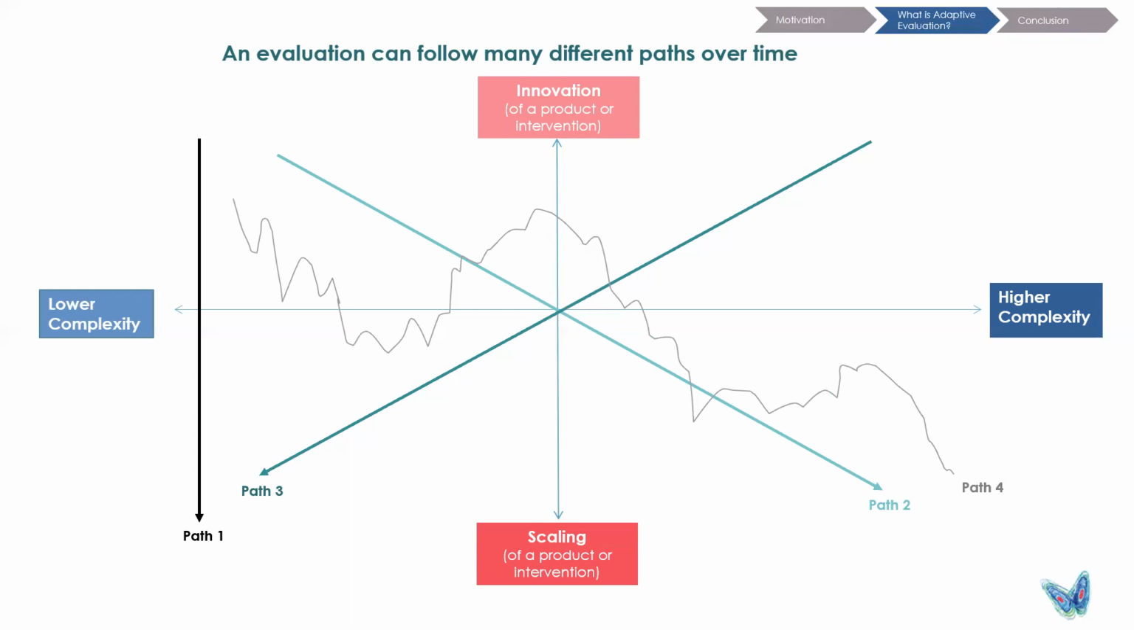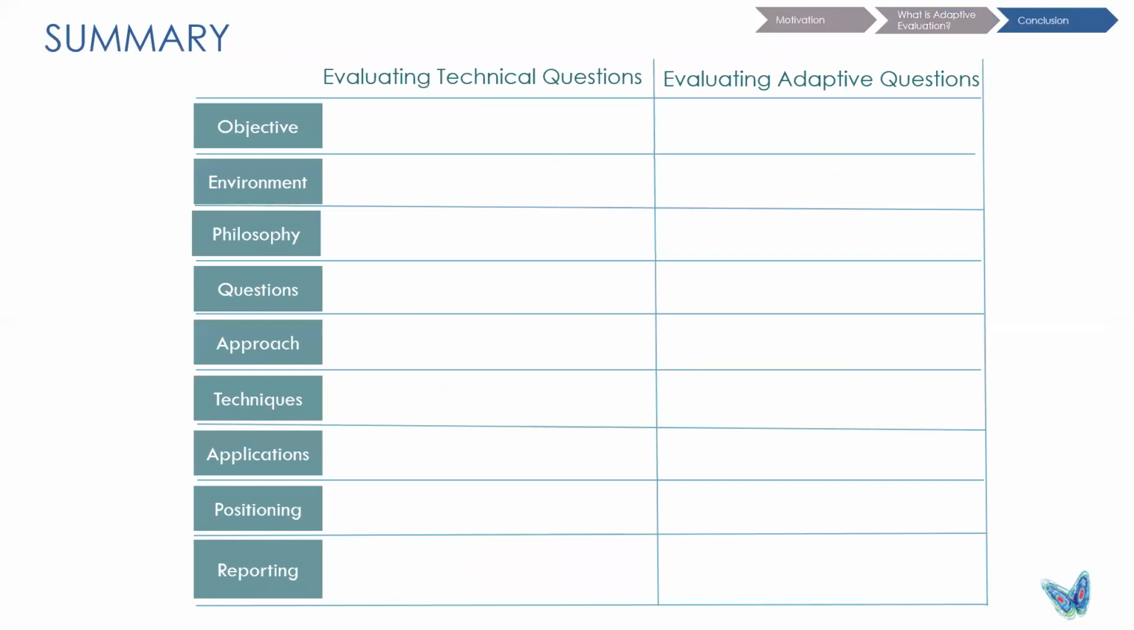But I think this is important because it highlights a very important aspect of adaptive evaluation, and that is adaptation. As context and environment change, it's important to adapt techniques to match the environment. And so as you're moving along different paths, it's important to use techniques that fit the complexity, but also the level you are in innovation and scaling. And so with that, we move to our last segment.